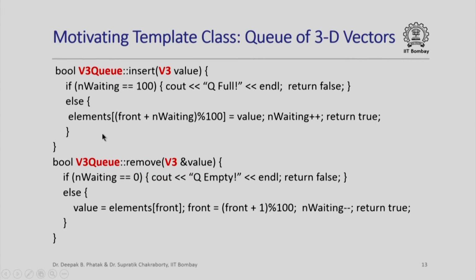How about the definitions of the member functions? Well, they are also almost exactly the same. In this particular case, the only differences in the definitions of the member functions are of course the name of the class before the scope resolution operator and the type of the parameters, and that's pretty much it. That is the only difference between these two queue classes.